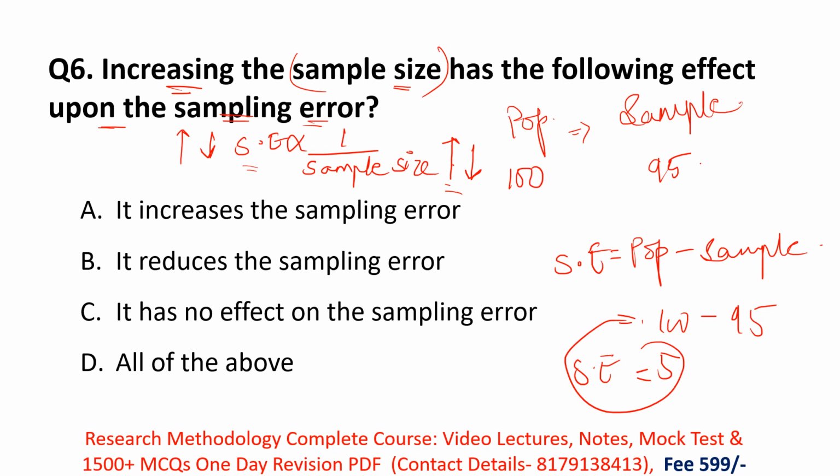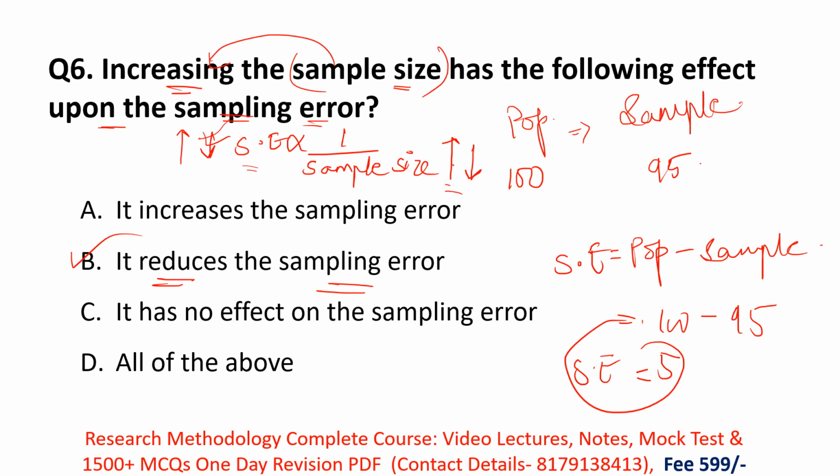Okay, so here remember, sampling error and sample size are inversely proportional, and what they are asking in this question, sample size is increasing. So what will happen to my sampling error? It will start reducing automatically. So here option B is the right answer for this question. It reduces the sampling error because I am taking my sample size larger. My sample size is increasing, so my sampling error will reduce.